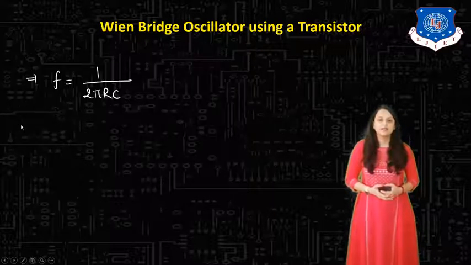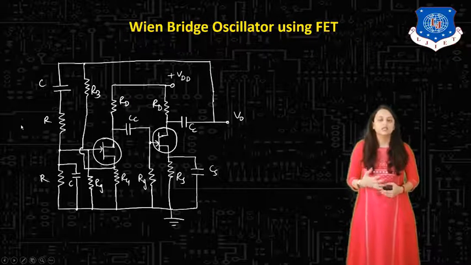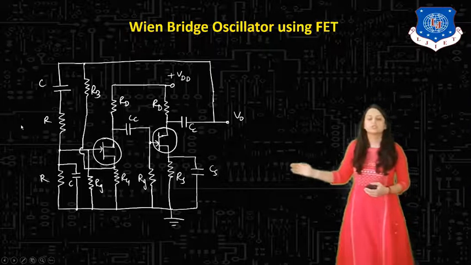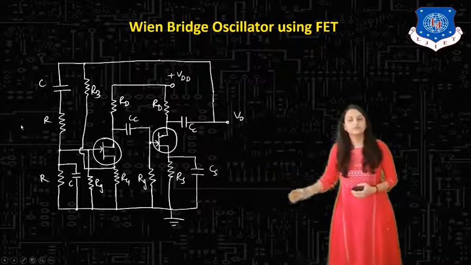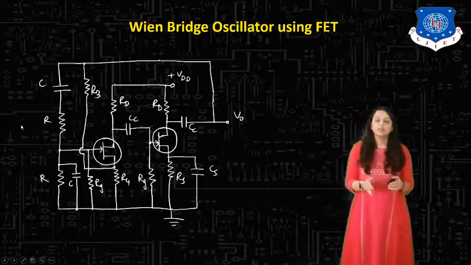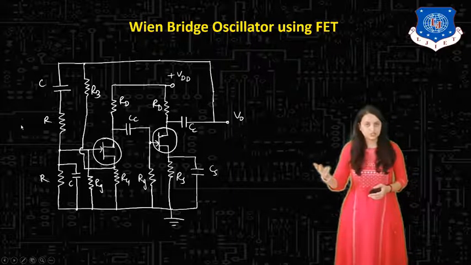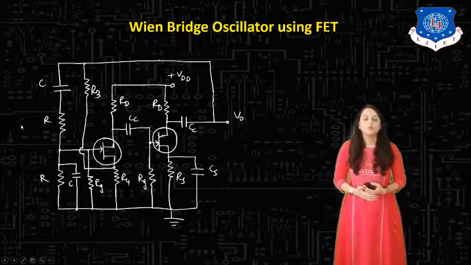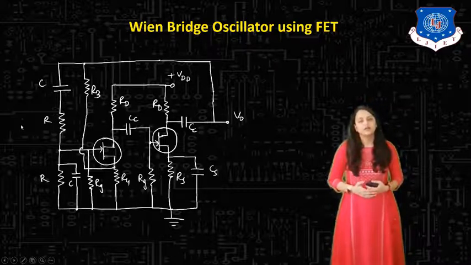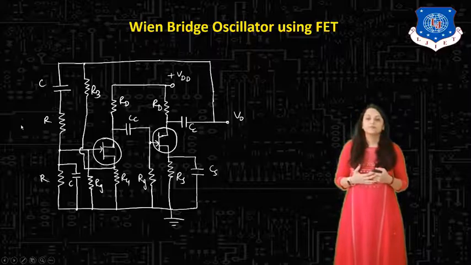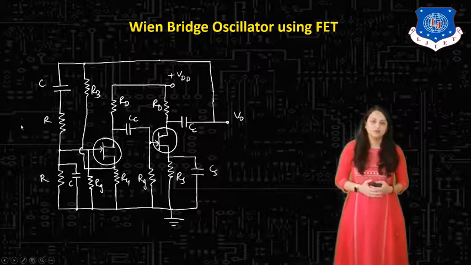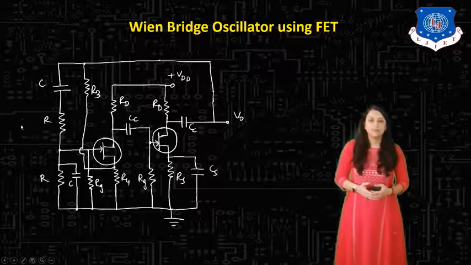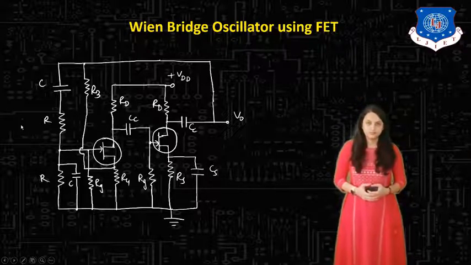Now, in the same way, let us see the Wien bridge oscillator using FET. Here we have used two field effect transistors, and the first part indicates the Wien bridge circuit having a series combination of resistor and capacitor and a parallel combination of resistor and capacitor. Output of which is given to two field effect transistors. Here CC indicates the coupling capacitor, and CS stands for source capacitors for the FET terminals.